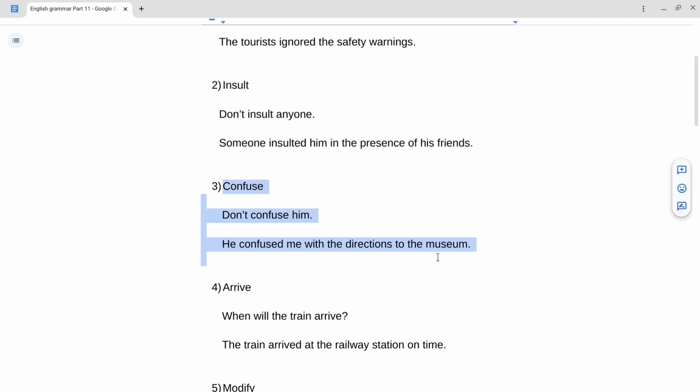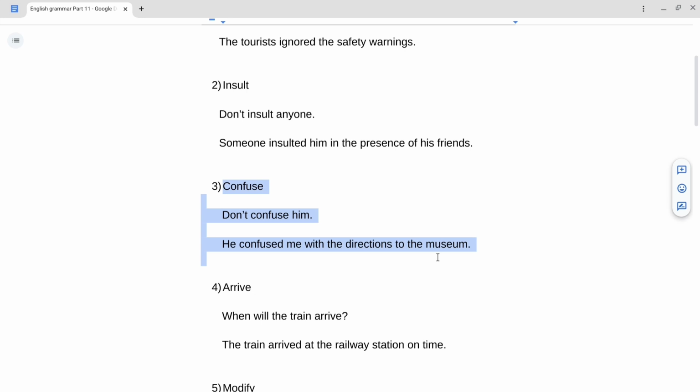The next one is confuse. I think you have heard about the word confusion. You are familiar with that, right? When you have a confusion, you are doubtful about doing something, whether you should do it or not. You do not have an idea what to do. So you are in a confusion. Here confuse is the verb.